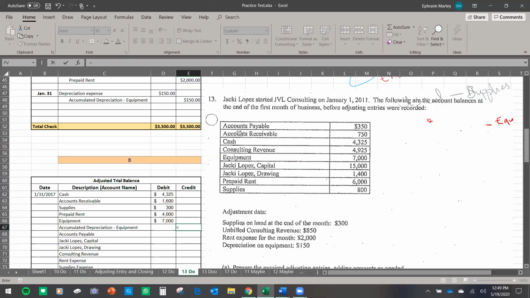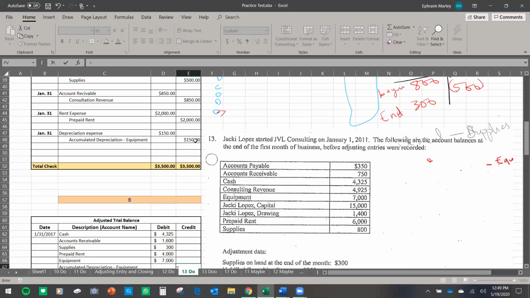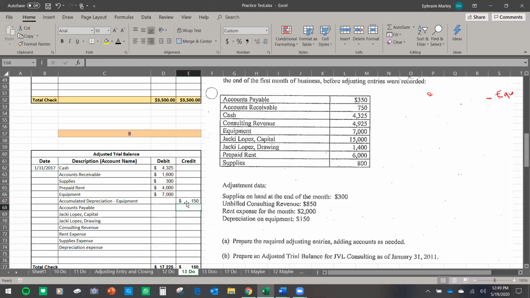We started with nothing because we don't even have it here. The equipment was new, it didn't have any accumulated depreciation. So what happened here then? We had 150 here increasing, so we're going to reference that 150. That is our accumulated depreciation.